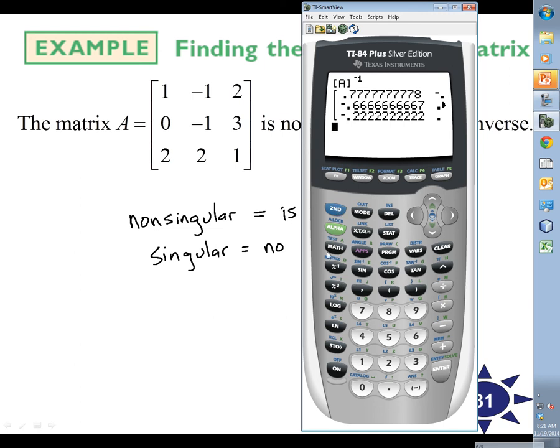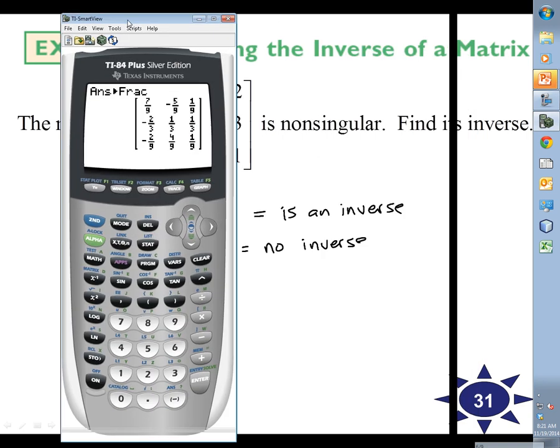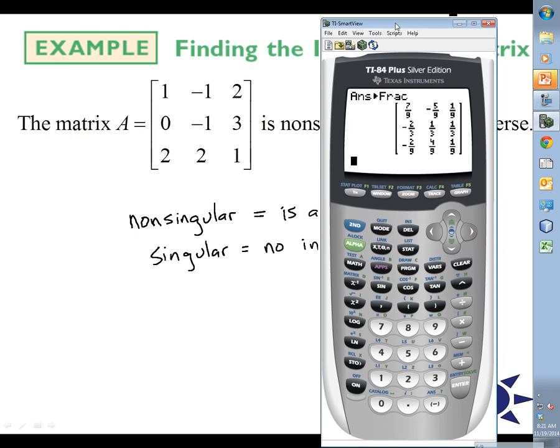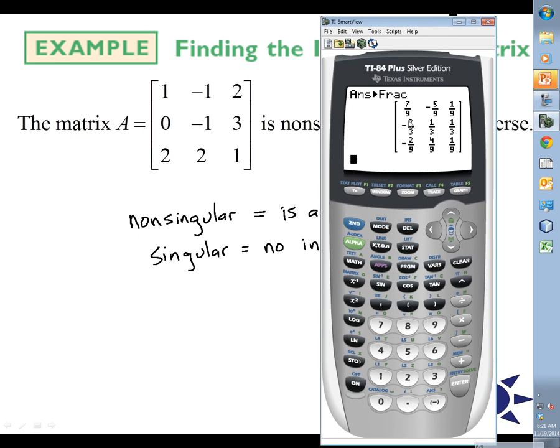To turn decimals into fractions, hit the math key. It's the first one there. Change to fractions, answer into fractions. And there we go. 7/9, negative 5/9, 1/9, all the way through. Okay, that would be the inverse of our original matrix. And we always do want to check this to make sure it does work out.